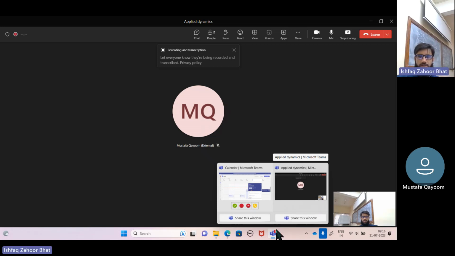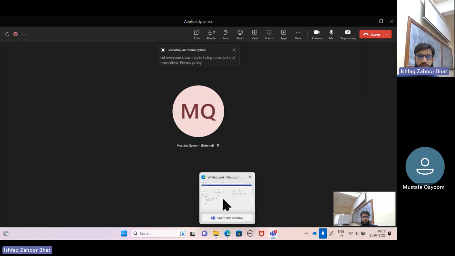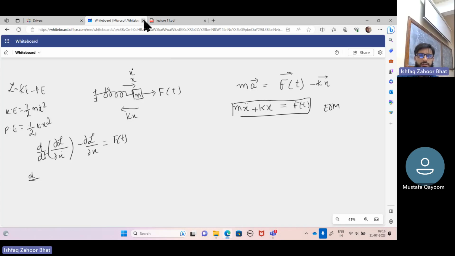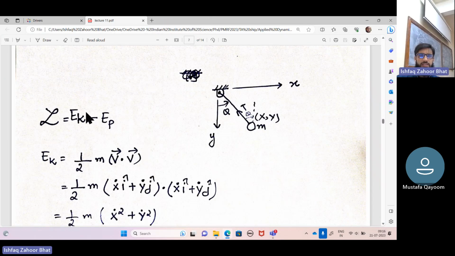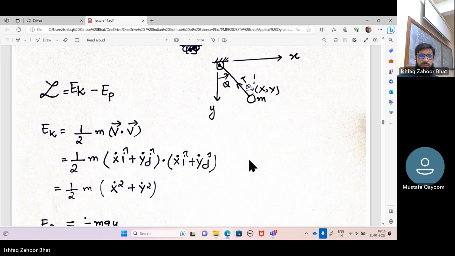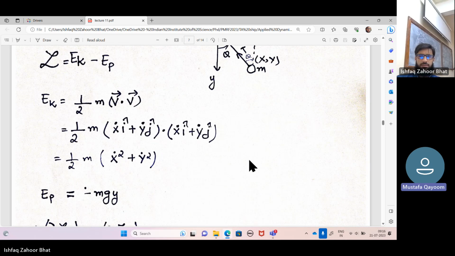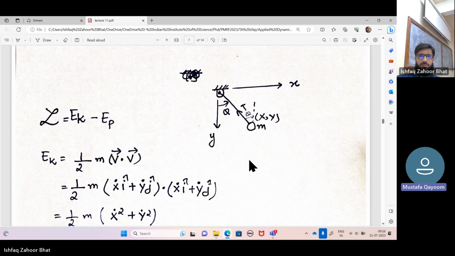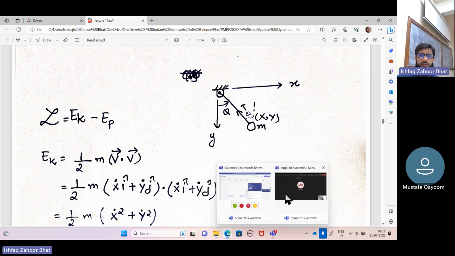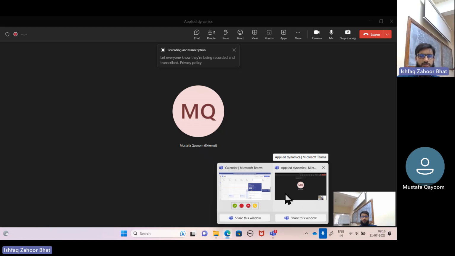Okay, let me do one thing. Let me close this. Is this lecture note visible? No, sir. It shows the whiteboard and the spring mass and ma is equal to f of t, nothing else. Can you disconnect and then reconnect? Maybe there is a problem on your side.